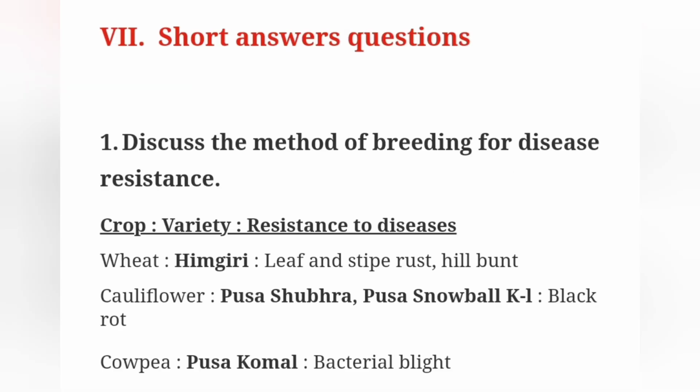Seventh Roman letter, short answer questions. First one, discuss the method of breeding for disease resistance. Answer, crop variety resistant to diseases. Wheat, Himgiri, leaf and stripe rust, hill bunt. Then cauliflower, Pusa Shubhra, then Pusa Snowball K1, black rot. Then cowpea, Pusa Komal, bacterial blight.